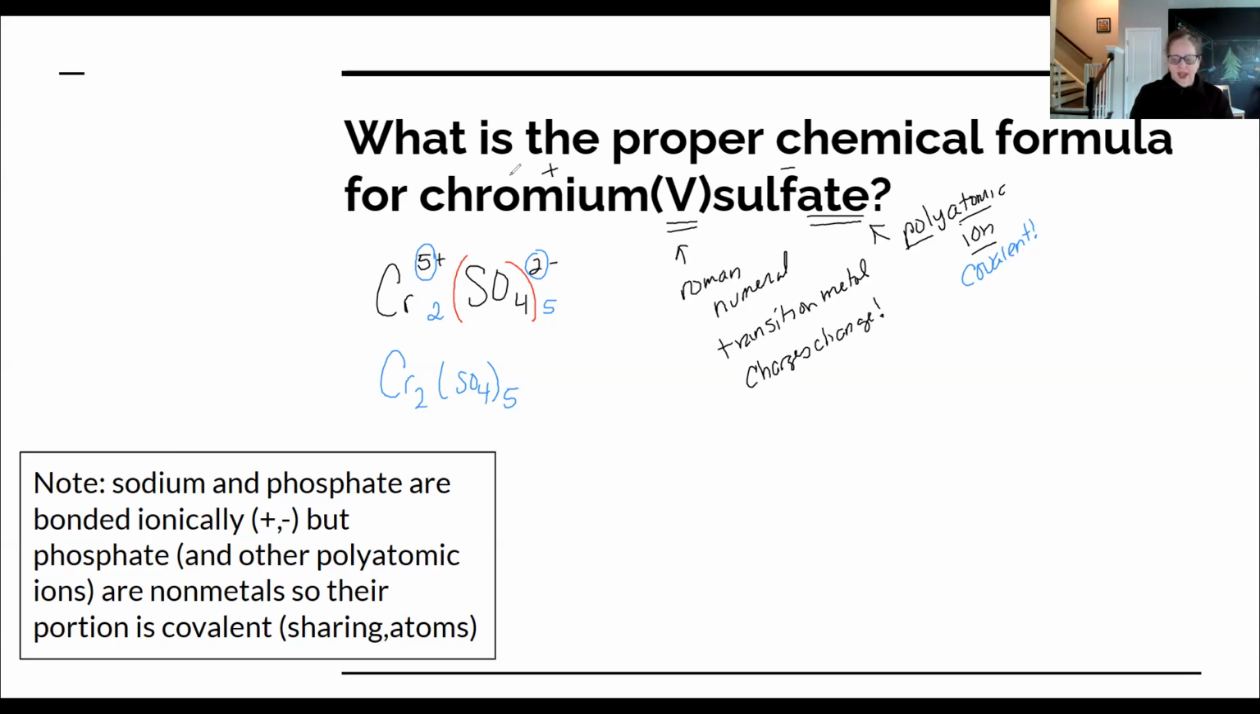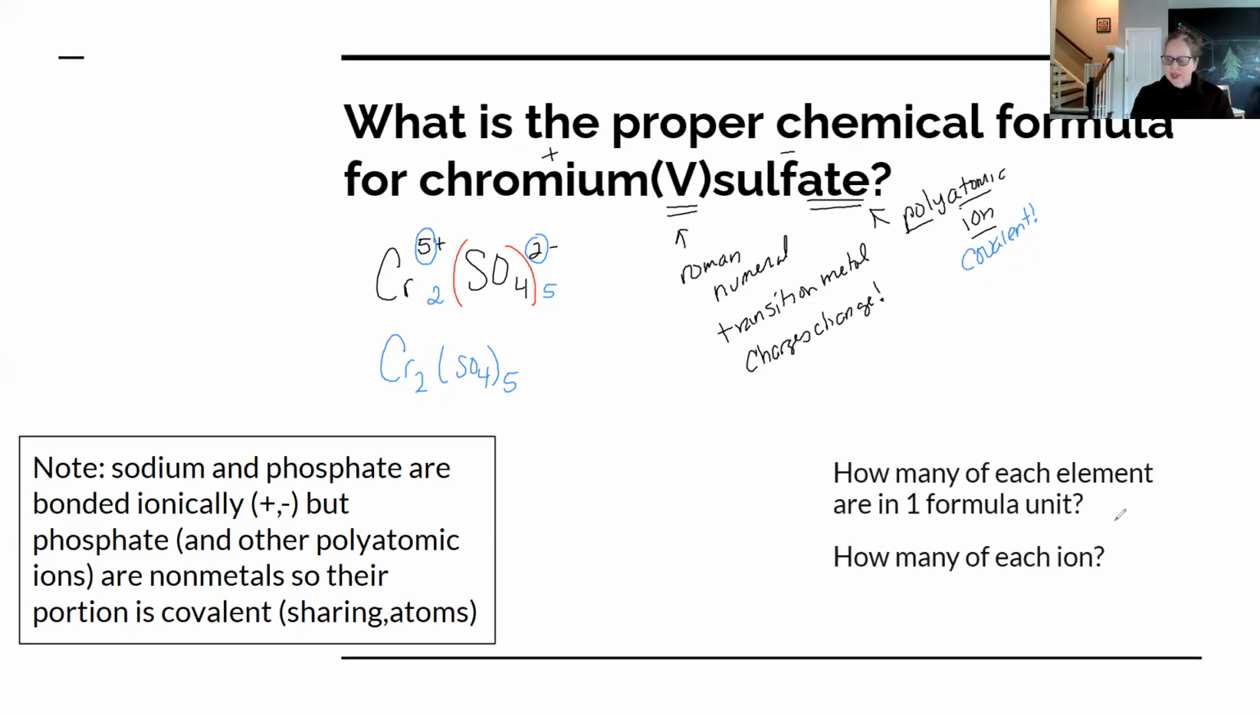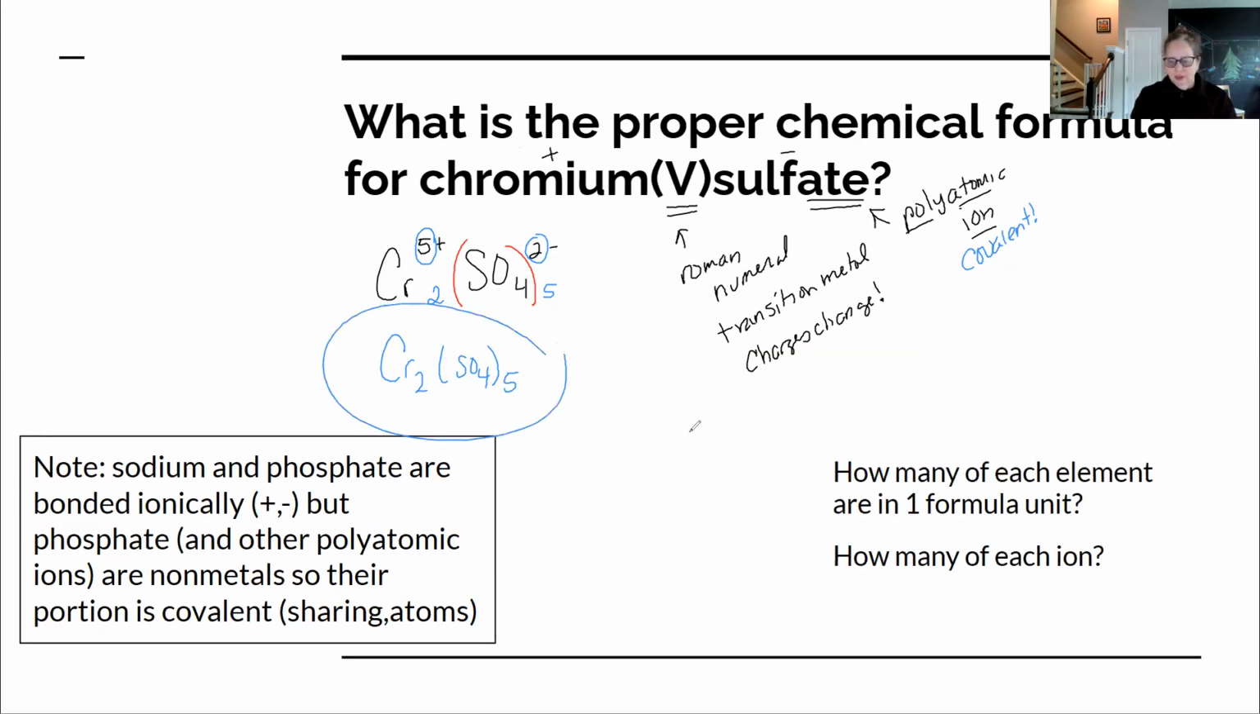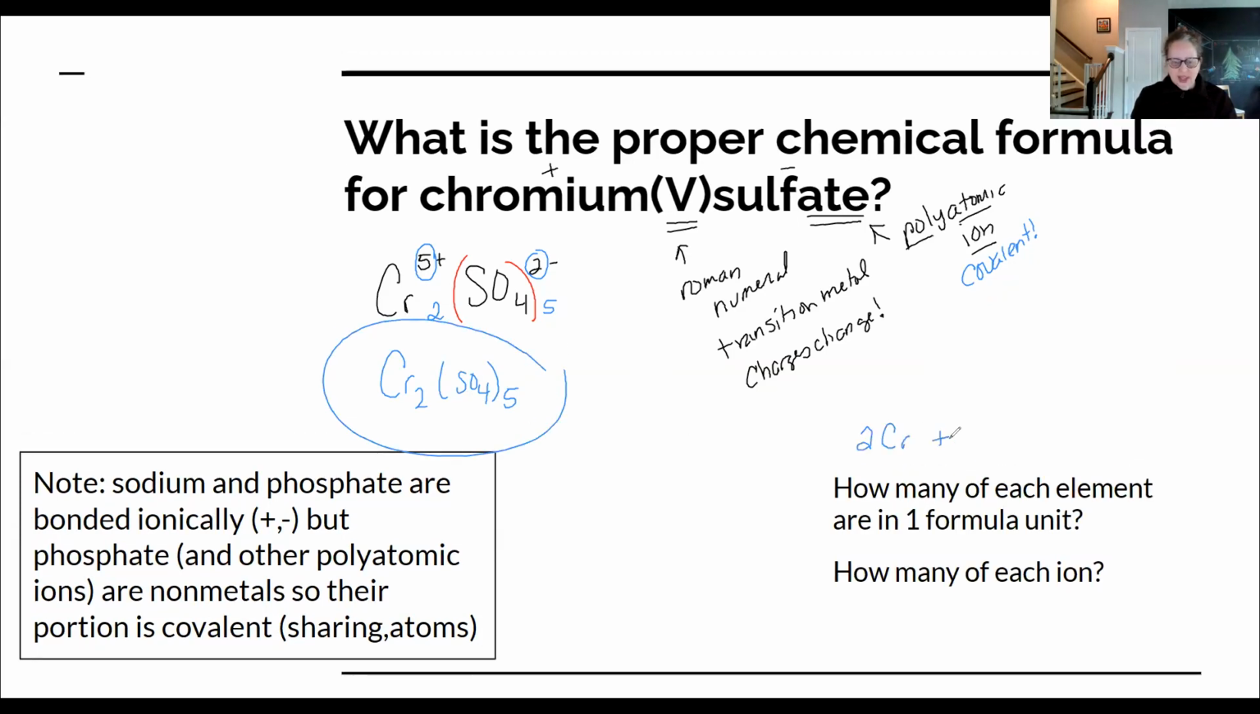What else can we gather from here? How many of each element are in one formula unit? So this is a formula unit. We have 2 chromiums. And, oh, how do we figure out these guys? Parentheses, just like math class, we can distribute. 5 times 4 gives us 20 oxygens. And 5 times however many sulfurs. How many sulfurs are there? It doesn't show. It's a 1. 5 sulfurs. So there's 2 chromiums, 5 sulfurs, and 20 oxygens in chromium 5 sulfate.